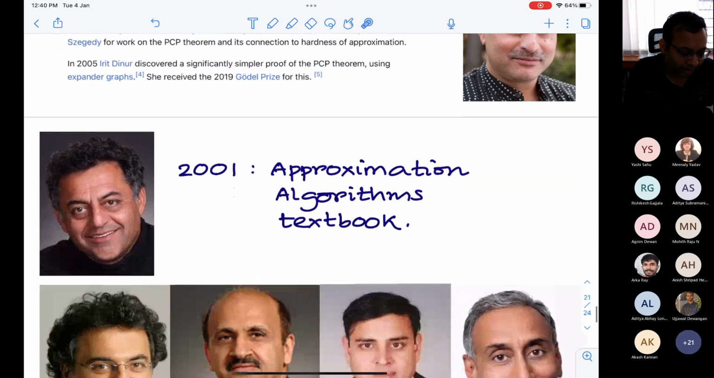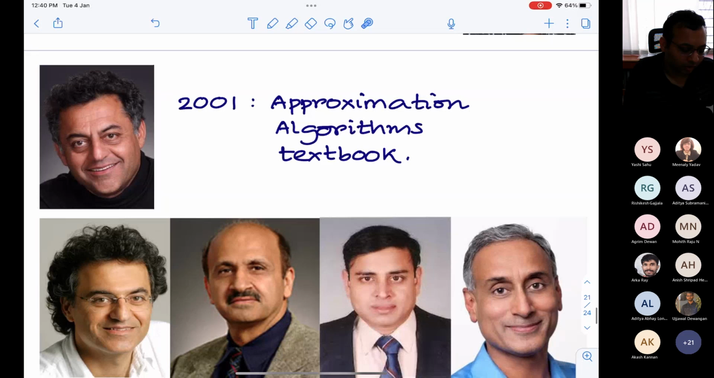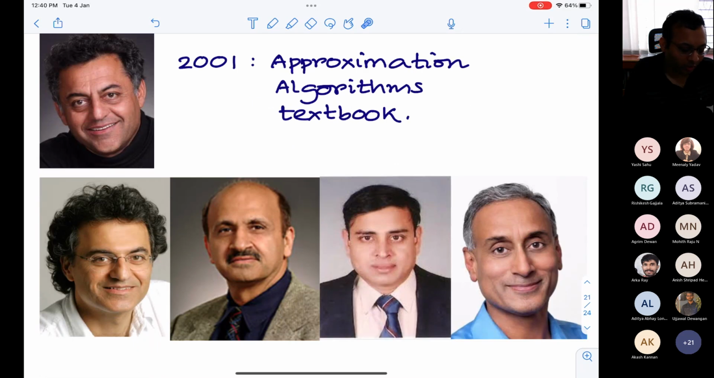And then this area saw a lot of progress. In 2001, the first textbook came out, by Vijay Vazirani. And then other people, like I already talked about this guy, Umesh Vazirani, is another key person in this area, brother of Vijay Vazirani. And then Sahni and Gonzalez talked about the inapproximability result, Sartaj Sahni.